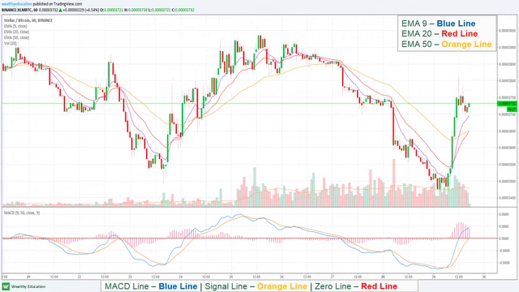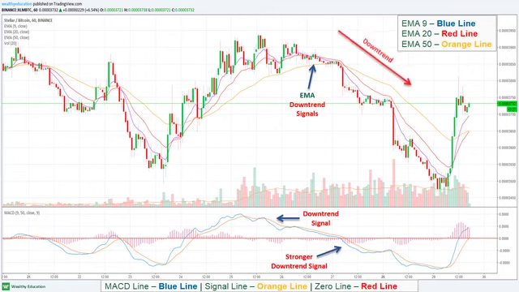The trend reversed when the MACD line crossed below the signal line here. In addition, the EMA 9 crossed below the EMA 20, and the MACD crossed below the zero line. So this was a strong downtrend.